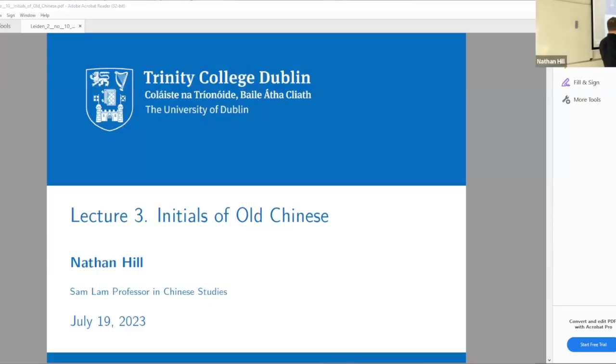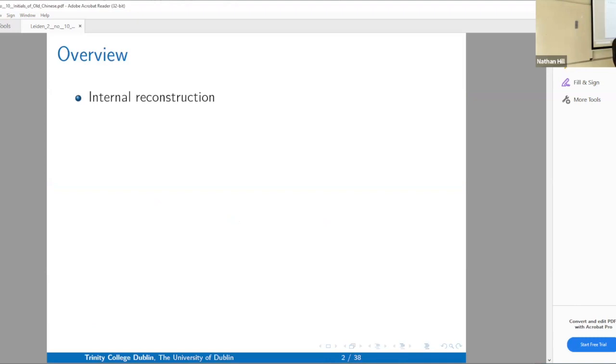We weren't seeing the initials of Old Chinese at the time. But today we're going to come at it from the perspective of the internal reconstruction of Middle Chinese. If Middle Chinese comes from Old Chinese, then we would expect the internal reconstruction of Middle Chinese to be somehow compatible with the proposals that we had come up with for other reasons. So here we go. How do we get our initials of Old Chinese?